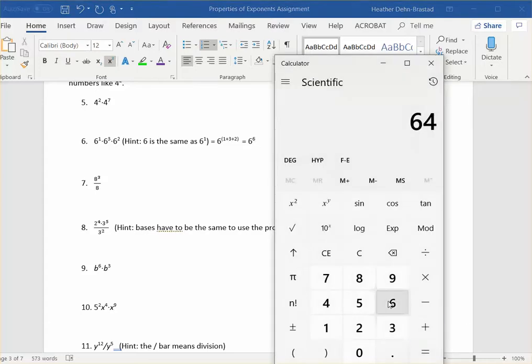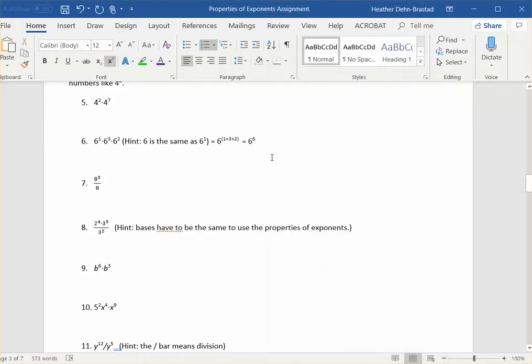Now we are not going to find out what 6 to the 6th is on a calculator because with exponents the numbers get really, really big really, really fast. So it's not really important that we are able to type these into a calculator and get it. We could if we had to, but it's not necessary.